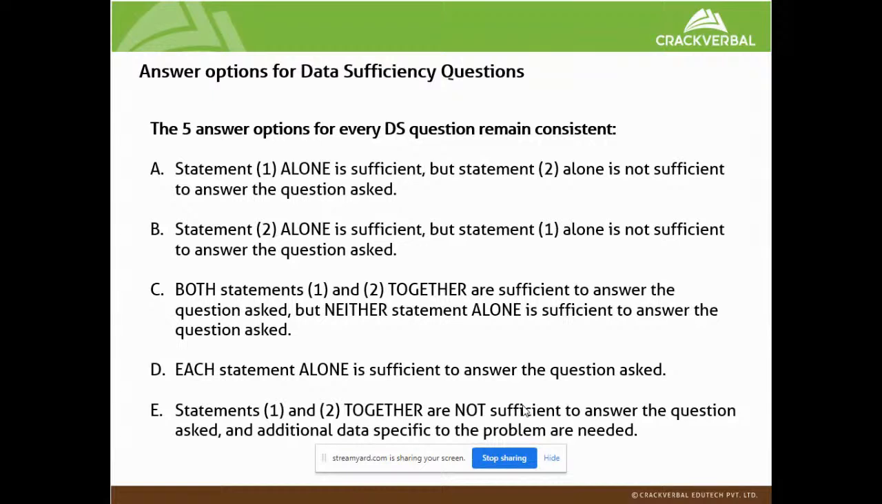So at any point of time when we are solving a DS question, if any of you do not know the answer options, let me know. We can come back to this slide so that you can have a quick glance at the options. Without knowing the options, solving a question is pointless, right? So that's the reason I put it here.